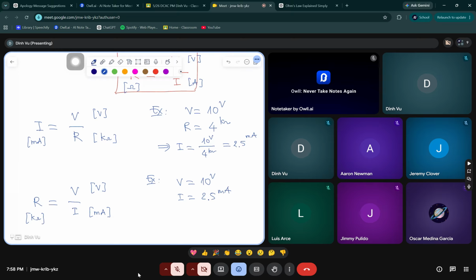We are given voltage V 10 volts. We are given the current I 2.5 milliamp. So we calculate resistance R. R now is V over I, which is 10 volts over 2.5 milliamp. So you take 10 divided by 2.5, you receive 4. But the unit here, voltage in volts, current in milliamp, so resistance will be in kilo ohms, 4 kilo ohms.